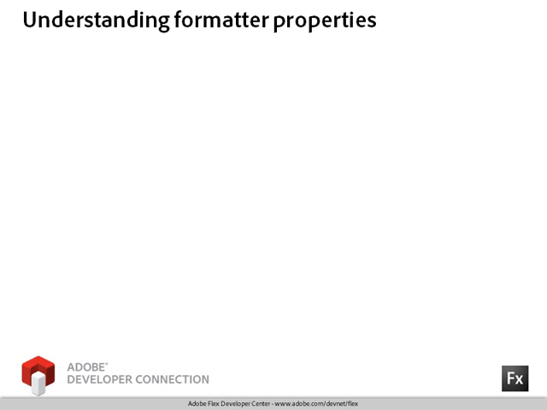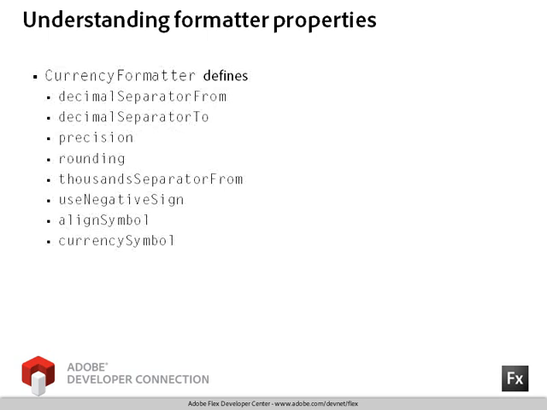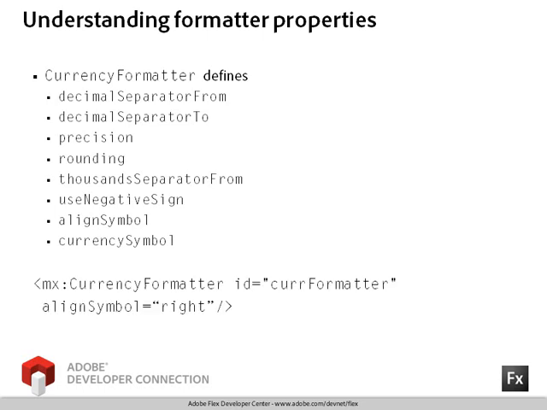Each formatter subclass has specific properties to customize the string presentation. Here is the CurrencyFormatter class, which formats a valid number as a currency value. You can adjust the decimal formatting, precision, rounding, and more. You can also place a currency symbol, which is a $ sign by default, on the left or right side of the number using the alignSymbol property. This currency formatter instance displays a $ sign, but aligns it to the right of the dollar amount.